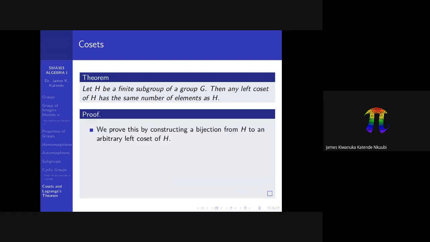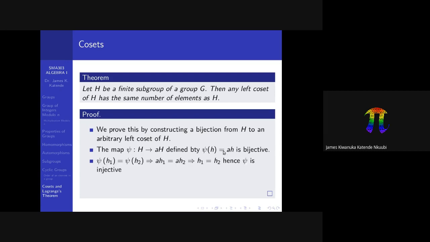We will construct a bijection from H to any left coset of H. So we construct this map from the subgroup H to any of its left cosets. A is some element from G. So we define it as H is mapped onto AH. So this map is bijective, as we shall see.